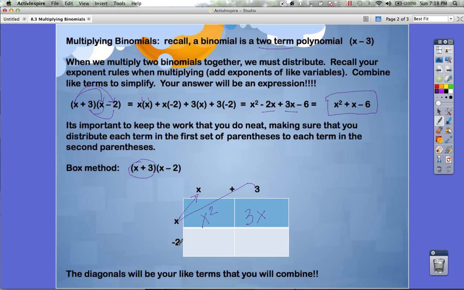Now you do the negative 2. Negative 2 times x, negative 2x. Negative 2 times 3, which is negative 6. When you do the box method, your diagonals are going to be your like terms. So then you just rewrite your answer and you end up with x squared. Combine your like terms. 3 minus 2 is 1x, minus 6. Your diagonals will always be your like terms that you have to put together. And it's very simple. You just put one across the top and one across the side, and then you multiply.